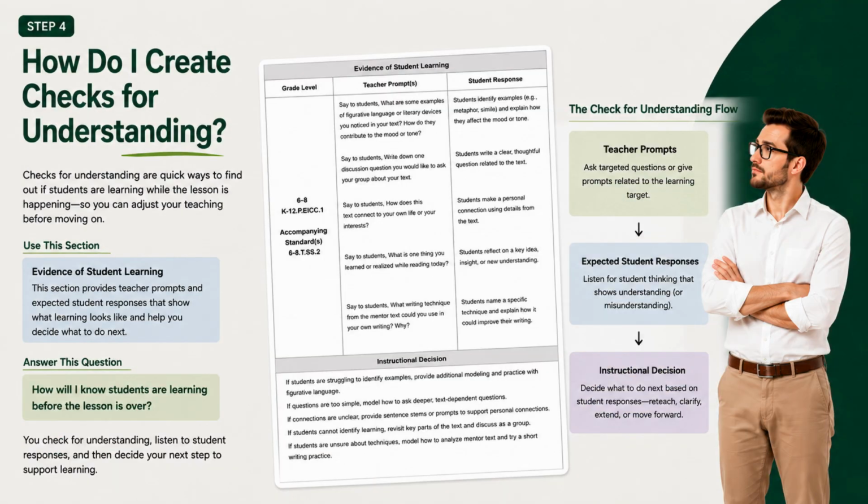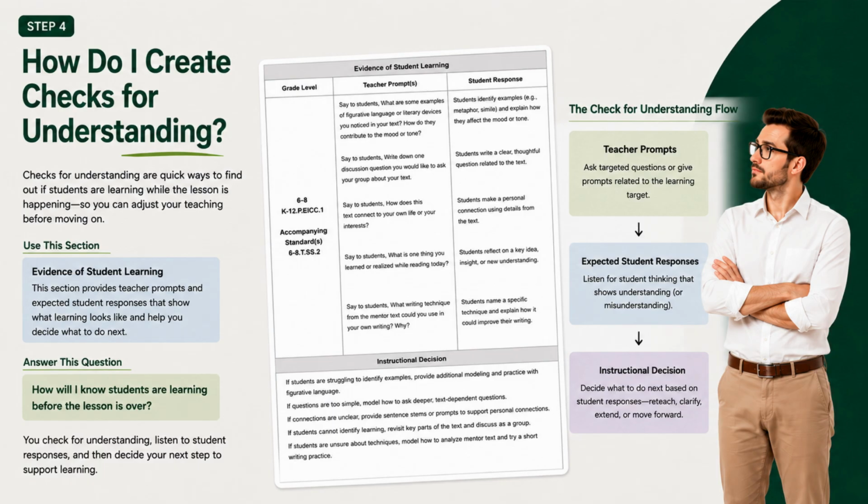The next step is planning your checks for understanding. These are intentional opportunities to gather evidence of student learning while instruction is happening, not just at the end of the lesson. Begin by reviewing the evidence of student learning section of the standard. It provides sample teacher prompts and the types of student responses you should expect if students are on track. As you ask targeted questions, listen carefully to what students say, write, or demonstrate. Their responses tell you whether they're ready to move forward or whether they need additional support.